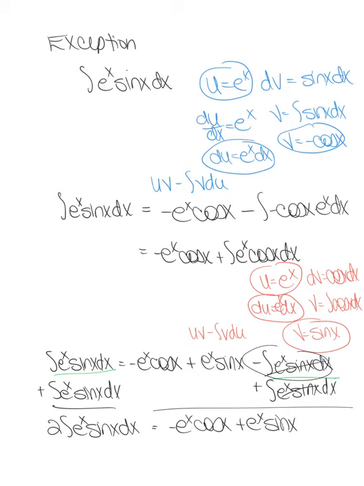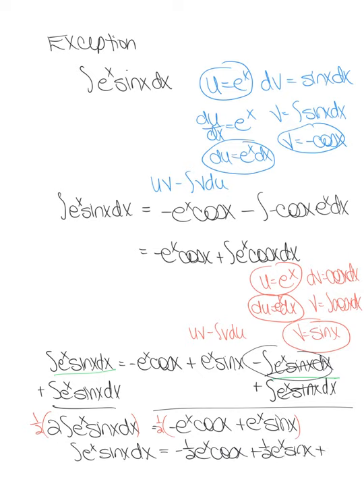And then, of course, we just need to get rid of the 2, and we can do that by simply multiplying both sides and distributing through a positive 1/2 here. And so we get as our final answer that the integral of e to the x sine of x dx is equal to a negative 1/2 e to the x cosine of x plus 1/2 e to the x sine of x, all plus c.